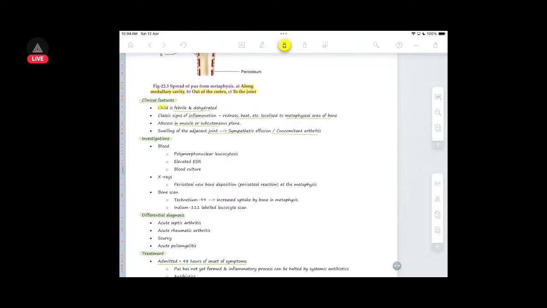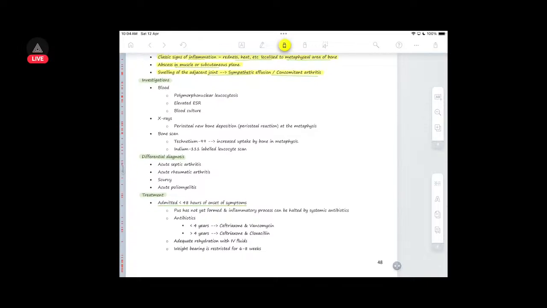So clinical features: child is febrile and dehydrated. There are classical signs of inflammation, redness, heat, which is localized to the metaphyseal area of the bone. Abscess is there in the muscle or in subcutaneous plane, and swelling of the adjacent joint is there. So you have sympathetic effusion or concomitant arthritis. So investigations, you have to do blood investigations where you find polymorphonuclear leukocytes. Elevated ESR is there, and blood culture also you have to do. Then you have X-rays and periosteal new bone deposition, which is periosteal reaction at the metaphysis.